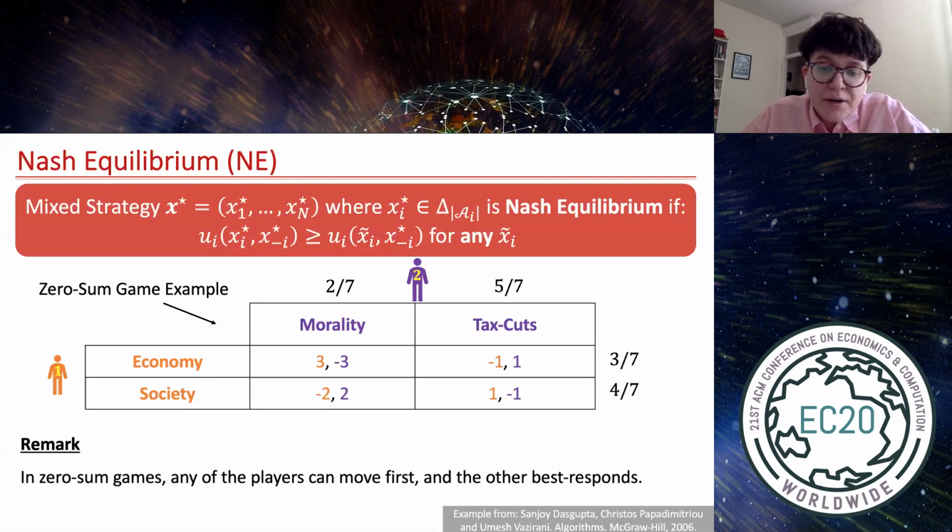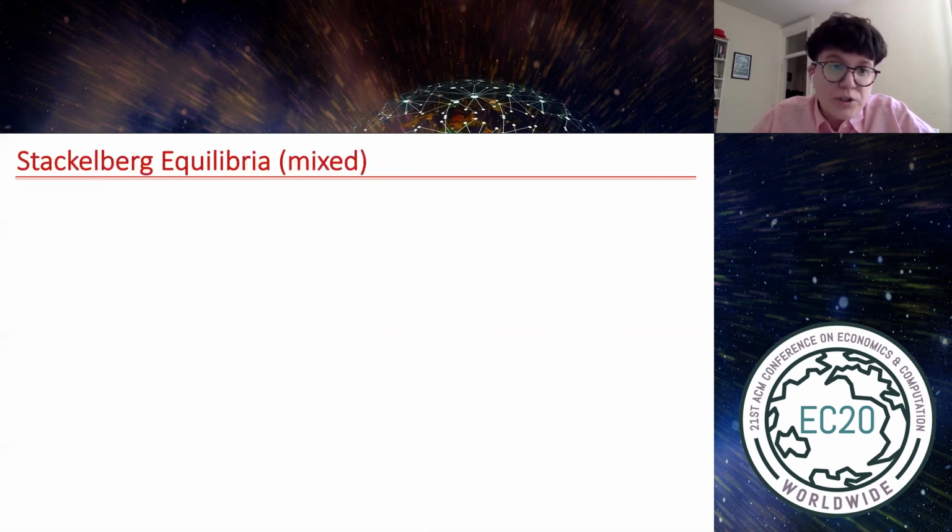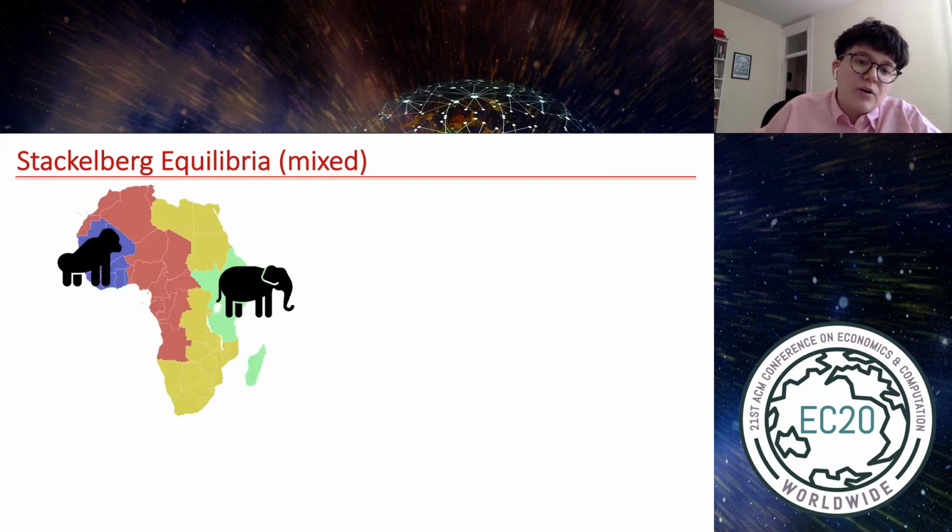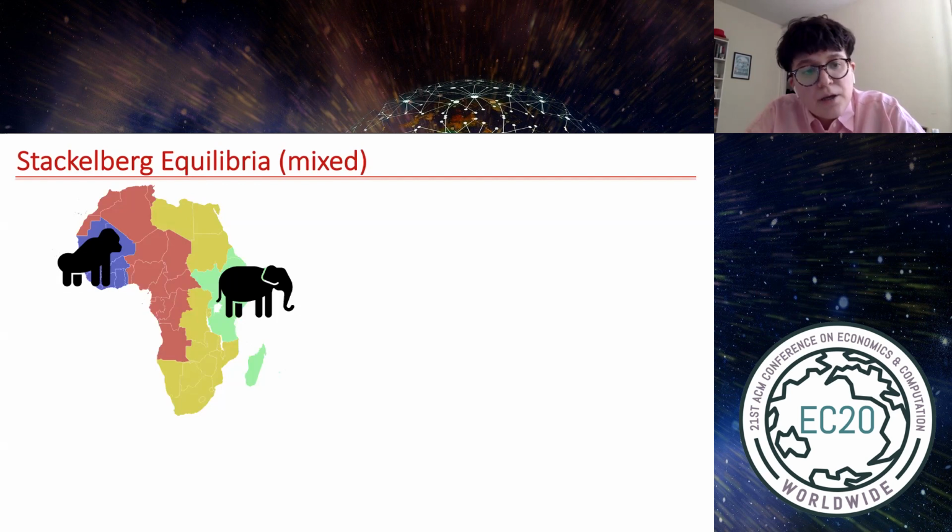And why do I bring this up here? Well, this is very important because this unique property that it doesn't matter who moves first is actually not true in a very important class of games, which are called Stackelberg games. And here is why. Imagine that you are an animals protection agency trying to protect gorillas and elephants in Africa. You have the capacity to, at a time, only deploy your resources to one of the two species. So you can either protect the gorillas or protect the elephants.